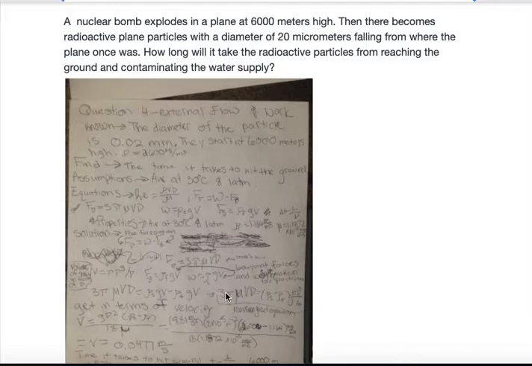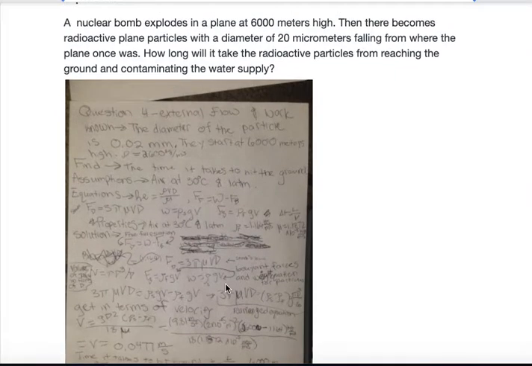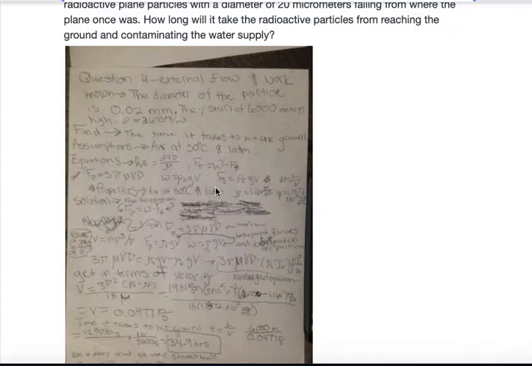But if we use a force balance of the weight force and the buoyant force on the particle, we can find the drag force, and now we can solve for velocity. Once we have velocity, we can solve for the time it takes to get to the ground. And we know it's an external fluid flow problem because it's particles falling from a high plane outside.